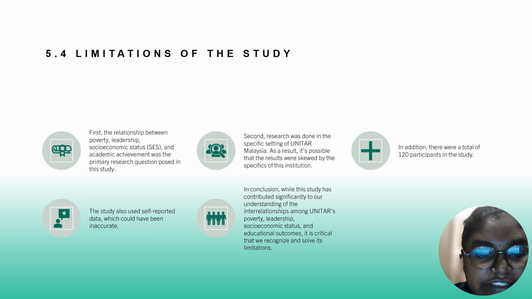First, the relationship between poverty, leadership, socioeconomic status, and academic achievement was the primary research question posed in this study. Although these criteria shed light on the quality of education, it is important to keep in mind that there may be more factors at play. Educational outcomes may also be affected by factors such as instructional strategy, course content, student motivation, and family participation. Future research may want to include these criteria to better understand what drives educational quality.